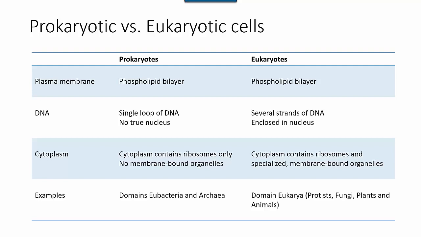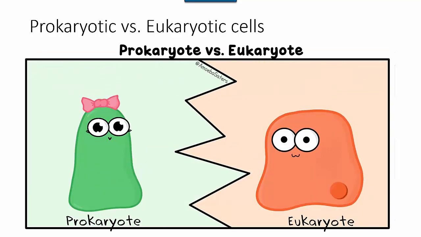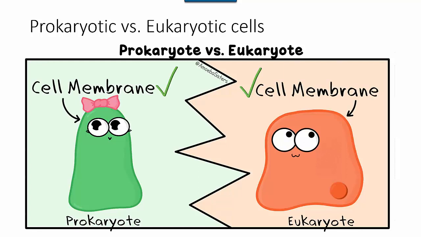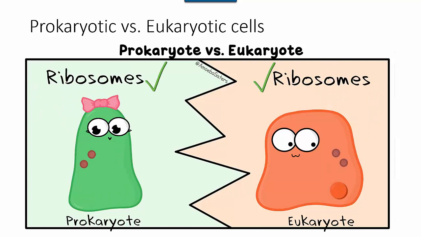The contents of the cytoplasm also differ between these cell types. Prokaryotes have ribosomes only and lack complex membrane-bound organelles. Eukaryotes, on the other hand, have both ribosomes and specialized organelles. These differences in cellular structure are considered to be so significant that they're used to separate organisms at the most fundamental level of biological classification, the domain.